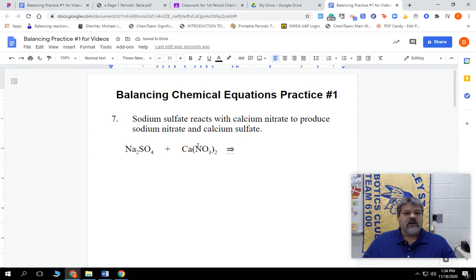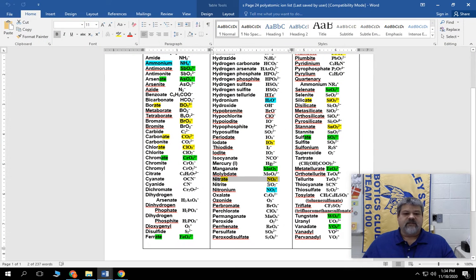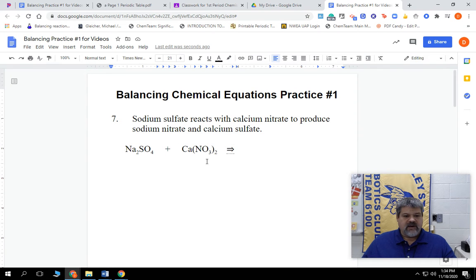And so now we're going to go back to our polyatomic ion sheet to double check. Always love to double check. Nitrate was right here. It's NO3 -1. So because it's NO3 -1, I need 2 of them to cancel out the +2 of the calcium. So now it produces, so this is yields or produces sodium nitrate. So it's going to be sodium nitrate.